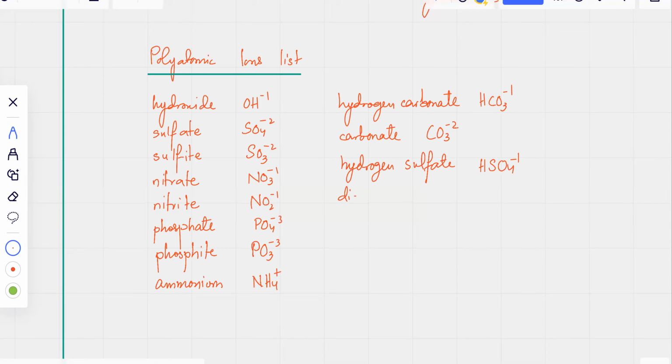Dichromate 6. अच्छा ये थोड़े से less common or less frequent ions हैं. But you should remember those as well. That's Cr2O7 with a charge of 2 minus. Manganate 7.